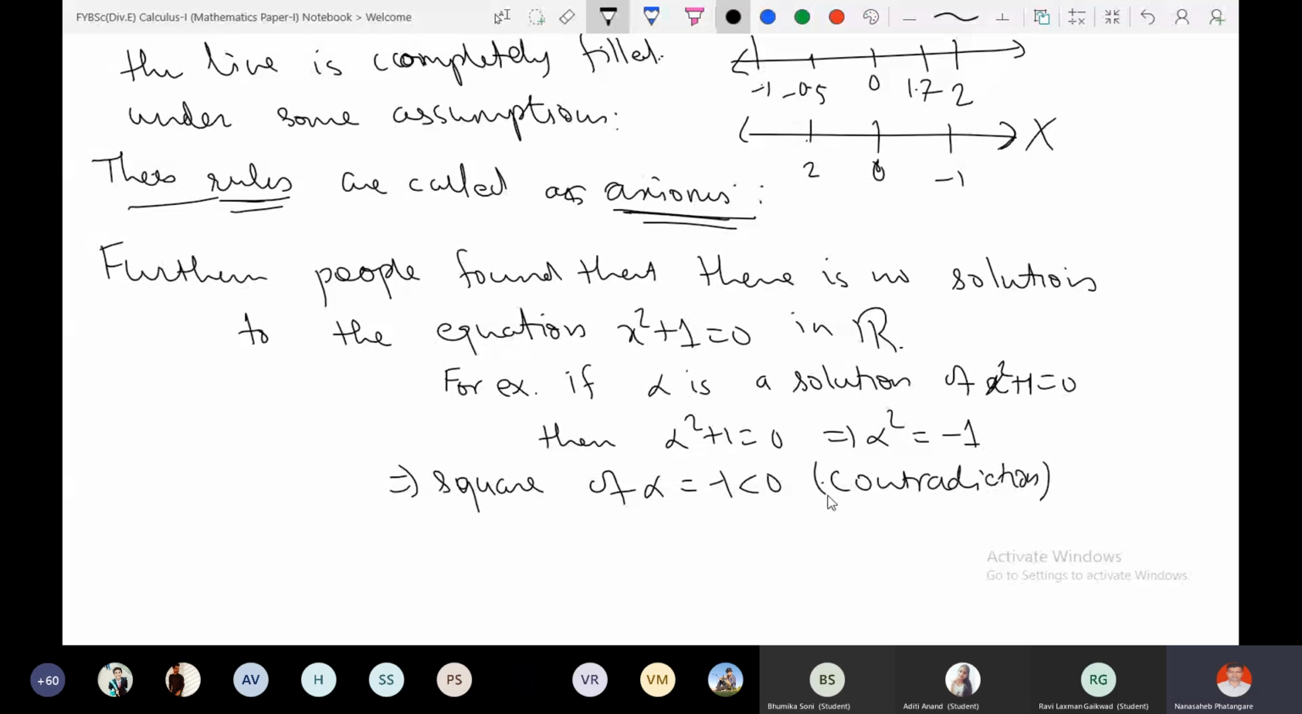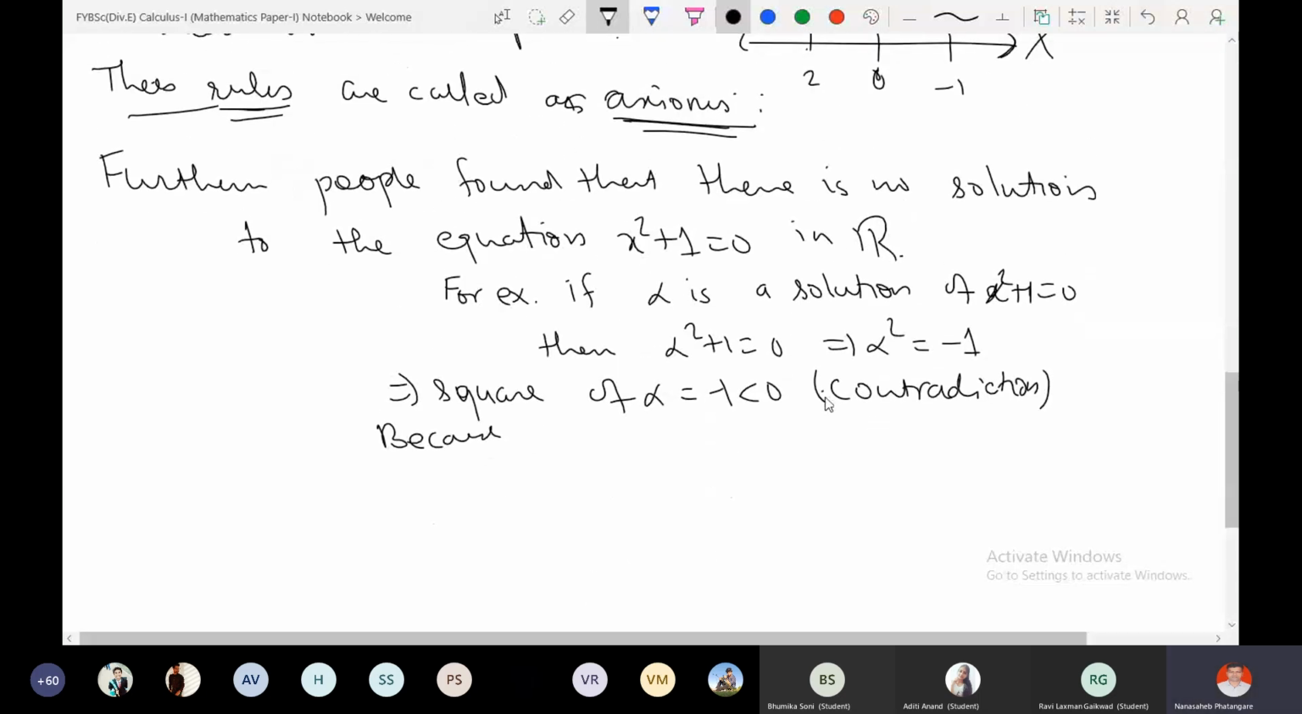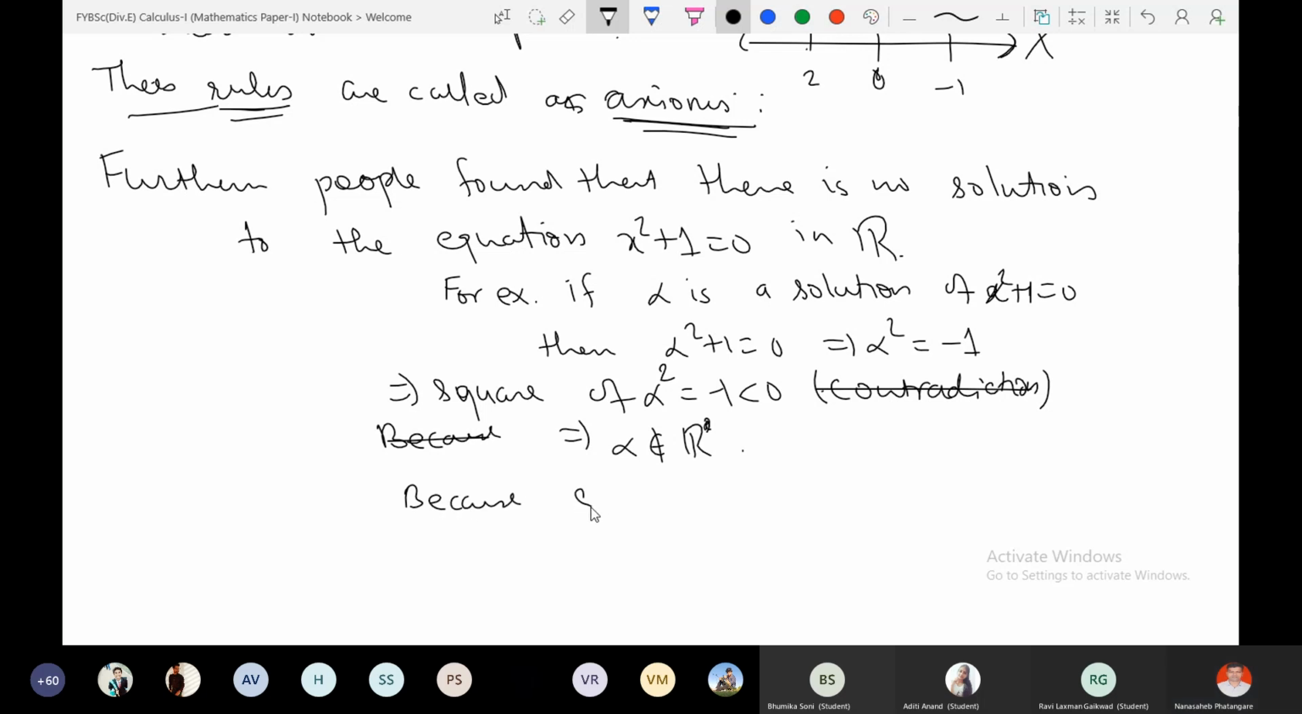Why a contradiction? Because alpha is not a real number. So the square of alpha is negative, and therefore alpha is not a real number, because the square of every real number is non-negative, that is, greater than or equal to 0.